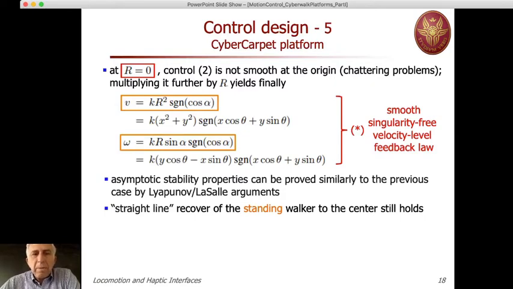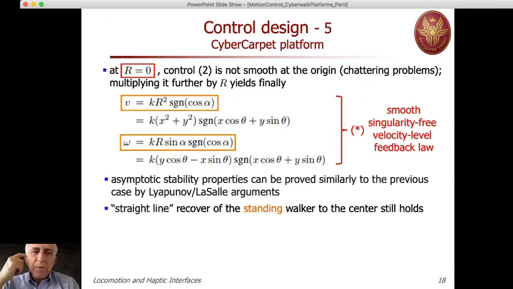And we do this by multiplying the same modified control law by another factor r, which will end up in having a linear velocity for the treadmill. This is the control law, which is k r squared sign of cosine of alpha, and the r introduced also in the omega expression. So we will have k r sine of alpha, sign of cosine alpha, which can both be rewritten in terms of the original coordinates if you prefer to do so. And same story, asymptotic stability, the closed loop system is still nonlinear at this stage.